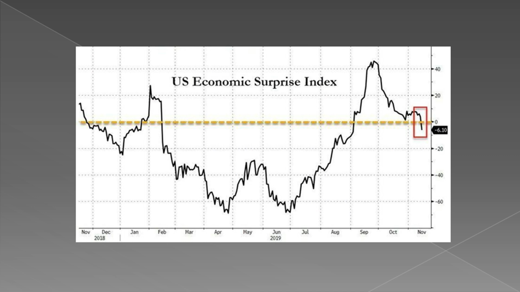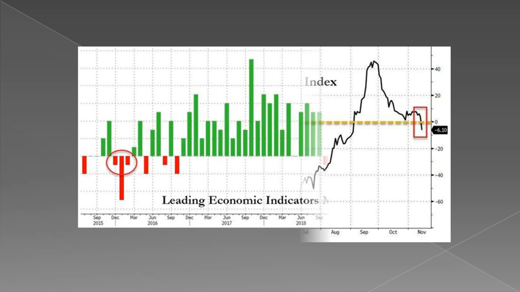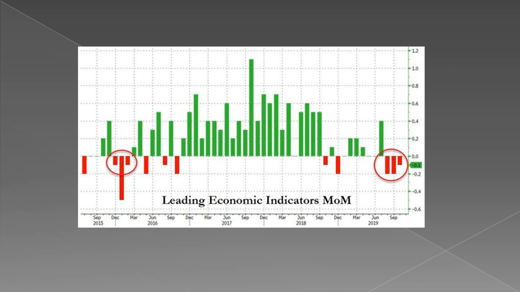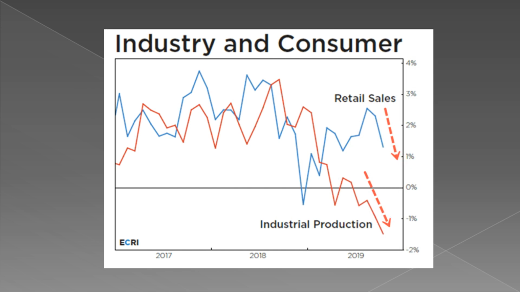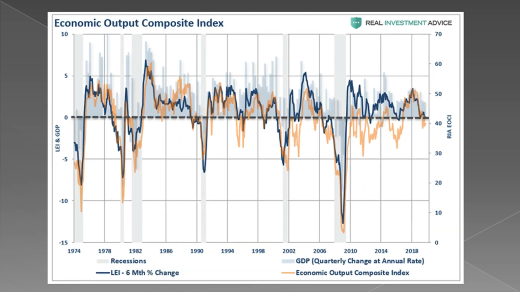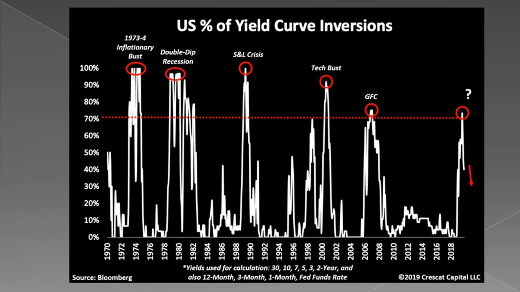The economic surprises only continue to worsen as they cross the zero line. The U.S. leading economic indicators are becoming consistent in their message also, as well as industry and consumer indicators. The U.S. Economic Output Composite Index is now at levels that normally portend the entry into a recession. The recent yield curve inversion, and more importantly, and I stress more importantly, its uninversion and steepening confirm all this from a historical perspective.